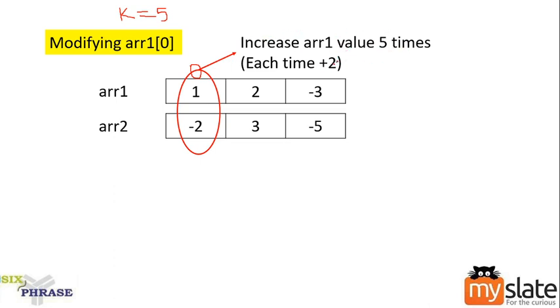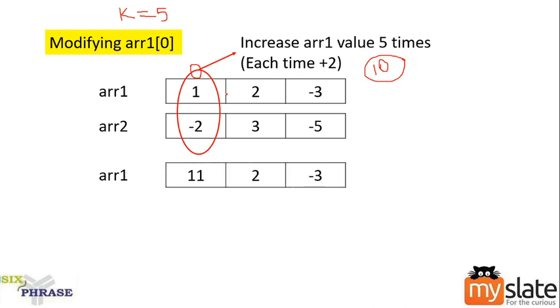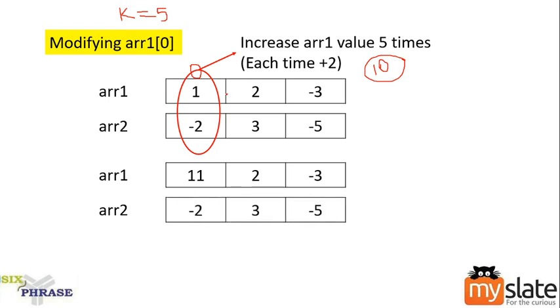Okay. Increase array 1's value 5 times. And each time what will you do? Plus 2 will be added. So 5 into 2, your answer is 10. So finally add 10. Don't add it each time, guys. Repeated addition is nothing but multiplication. Yes. Instead of adding 2 5 times, you can directly add the value 10. If you add the value 10, resultant array will be 11, 2, minus 3 and array 2 will not change. So array 2 will be minus 2, 3, minus 5.